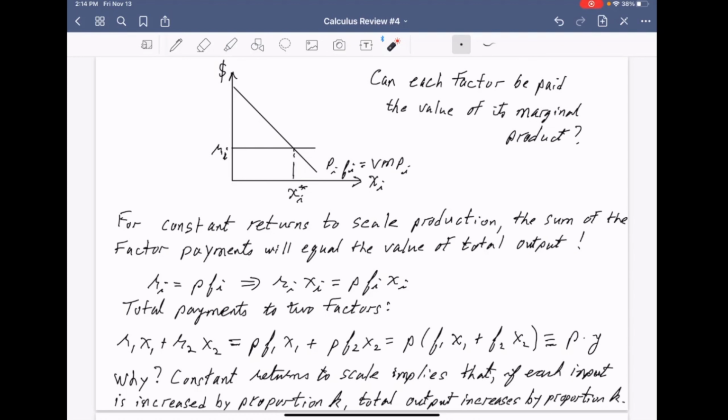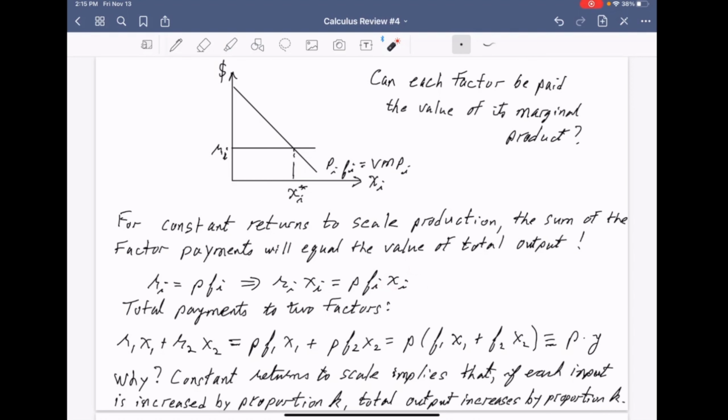For constant returns to scale production, the sum of the factor payments will equal the value of total output, so that if we have Ri, the input price of I, equals the price times the marginal product of I, then if we multiply both sides by xi, we get Ri xi, which is the amount we pay for factor xi, and that's equal to the value of the marginal product times the amount of that input that we employ.